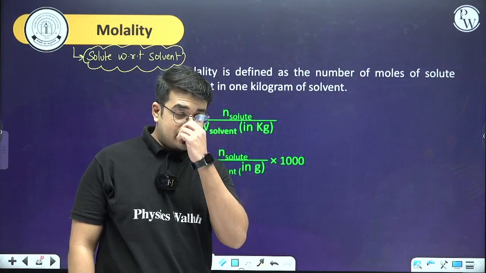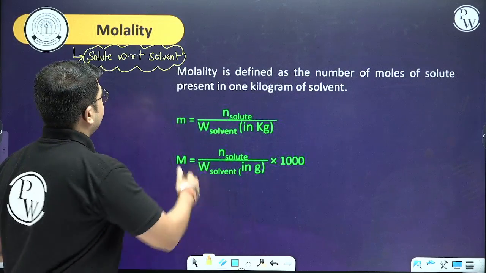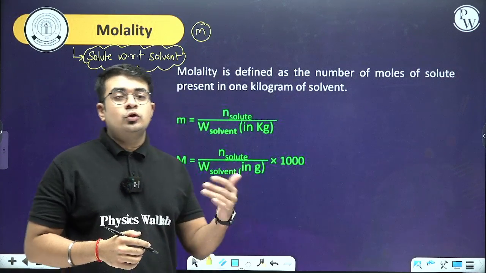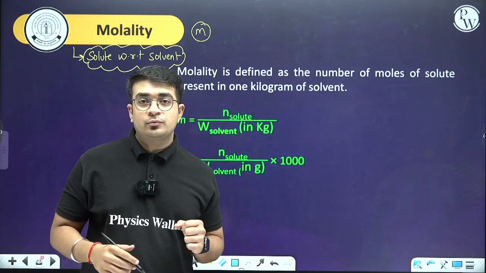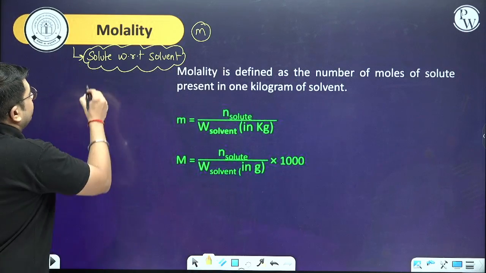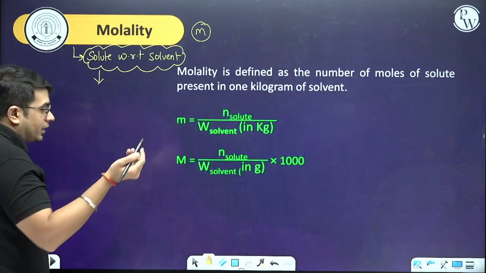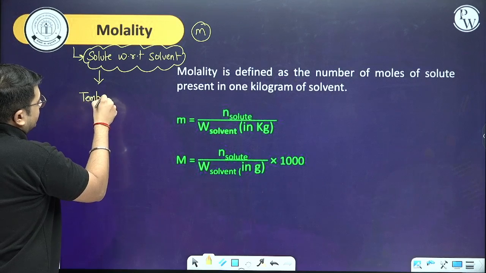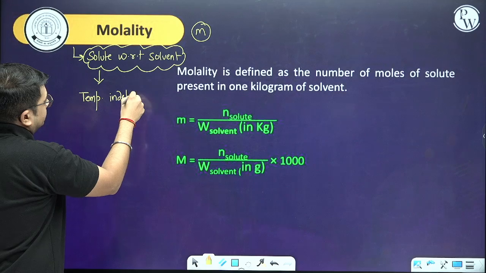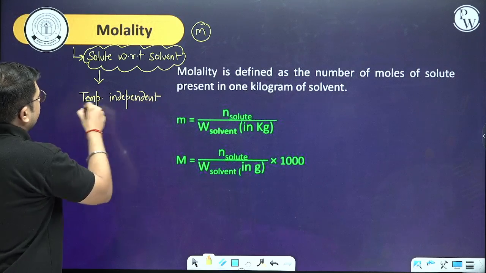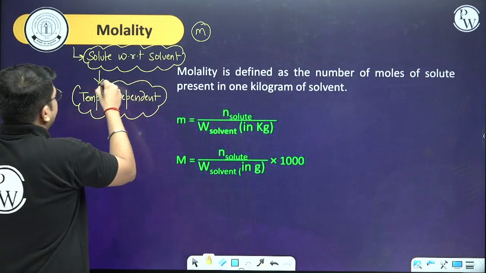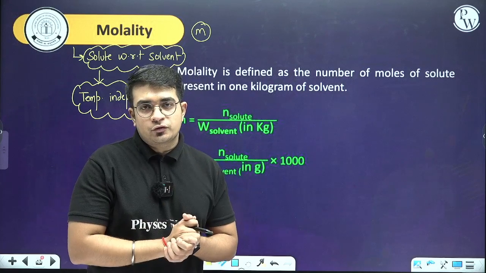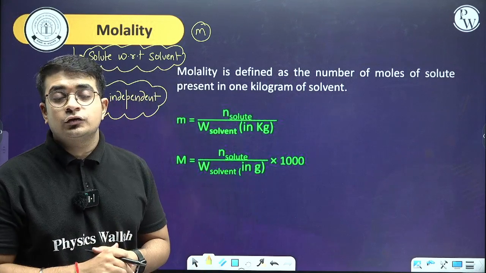Now in this case, the molality, which is represented by a small m, is basically the number of moles of solute which are present in 1 kilogram of solvent. Again we have a weight and number of moles, both are temperature independent. So definitely this concentration term is temperature independent. The formula is very easy: the number of moles of solute with respect to the amount of solvent in kilogram.